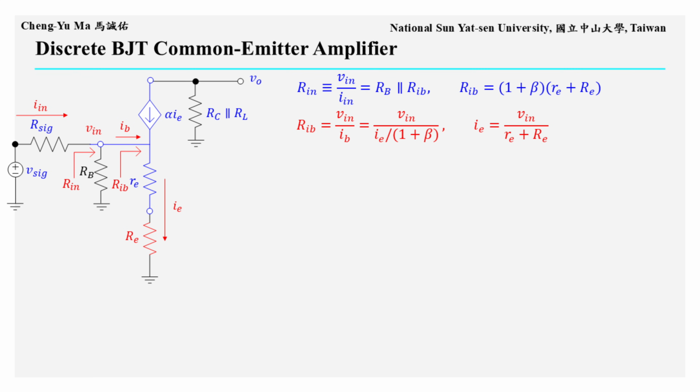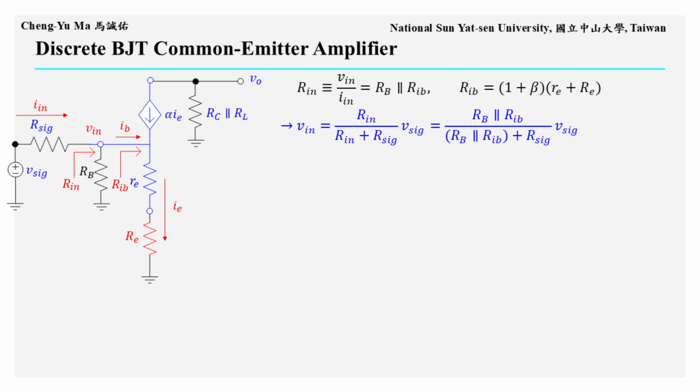The same result can be obtained directly. Rib equals Vb, or Vin, divided by Ib. Since Ib equals IE over 1 plus beta, and IE equals Vπ over re plus Re, substituting gives Rib equals 1 plus beta times re plus Re. This is why mastering the resistance reflection rule is useful for analyzing more complicated circuits quickly.